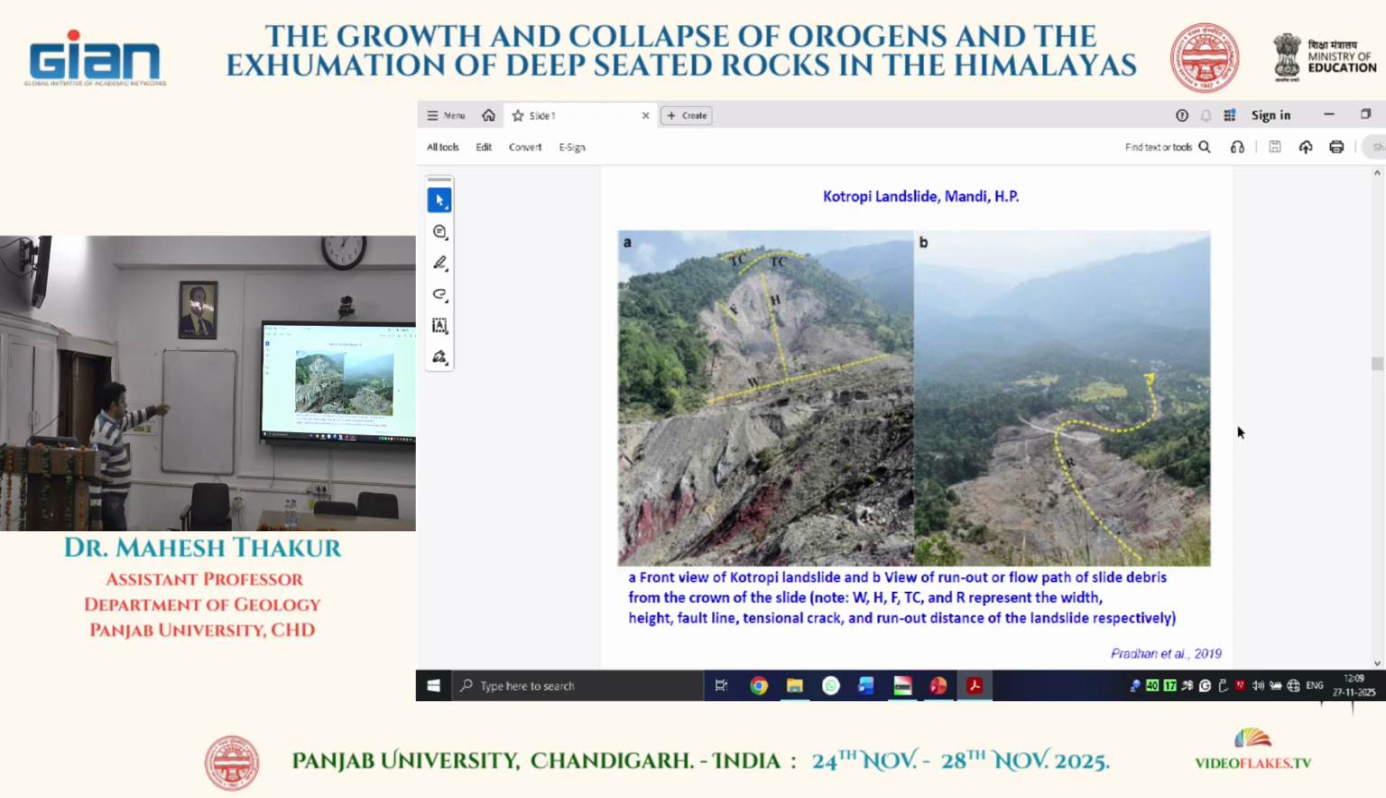Now this is a special case. In 2017 in Mandi in Himachal Pradesh, there was a big landslide. The name of the landslide is Katrupi landslide, and a lot of people have published a lot of papers on this area. What happened is there was a road, and suddenly during heavy rain, this whole rock mass collapsed, and two buses went down, and everybody died. So we also studied this landslide.